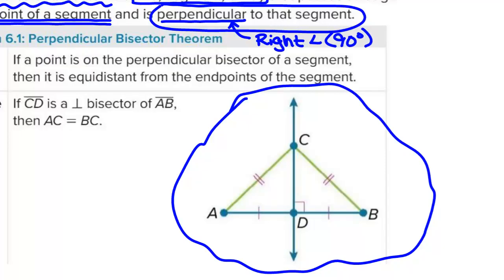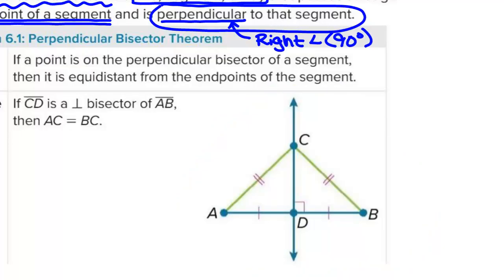This would be a perpendicular bisector because you'll notice it is forming two congruent segments on either side. And there's a right angle here, so point D would be a midpoint.